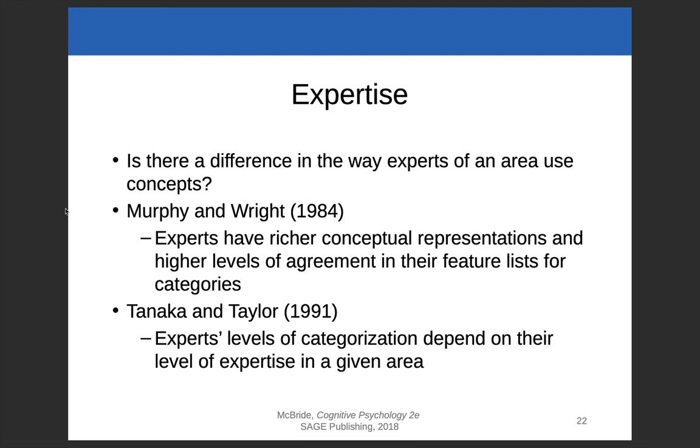Experts are very different from naive people in a lot of different ways. Obviously, expertise is defined as a lot of knowledge in a particular area. There's been a lot of research trying to understand what makes an expert. Why are experts experts? What is it about their knowledge that makes them experts? According to Murphy and Wright in '84, experts have much richer conceptual representations and higher levels of agreement in their feature lists.